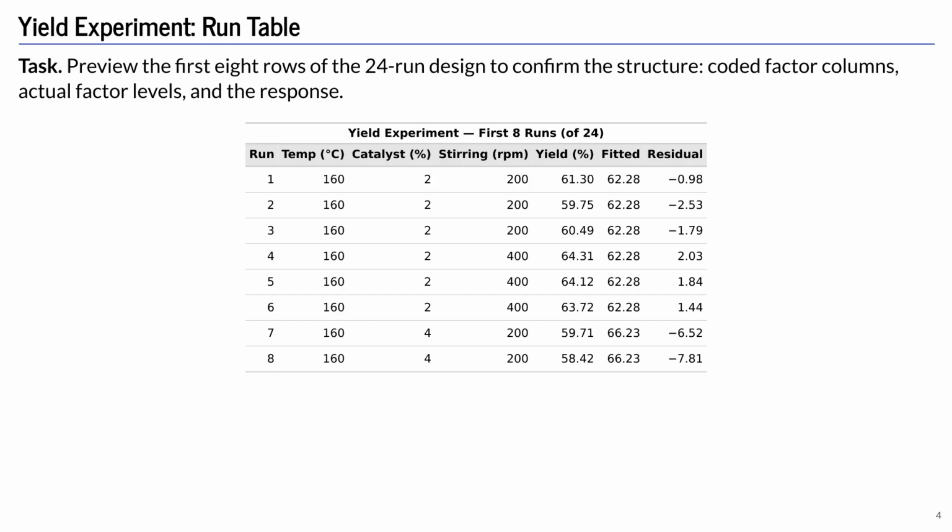the difference between what was observed and what the model predicts. Runs 4 through 6 shift stirring to 400 RPM but keep temperature and catalyst the same. Yields are 64.3, 64.1, and 63.7, all fitted at 62.3 with positive residuals. Runs 7 and 8 move catalyst to 4% at 160 degrees, and the fitted value jumps to 66.2, but the observed yields of 59.7 and 58.4 fall well below that, giving large negative residuals. Those residuals are the raw material for everything that follows.